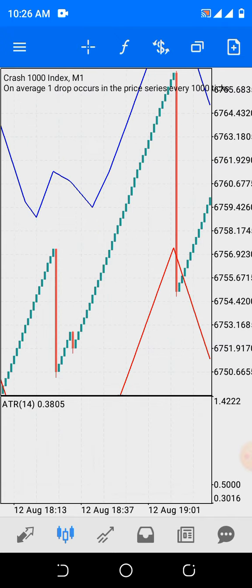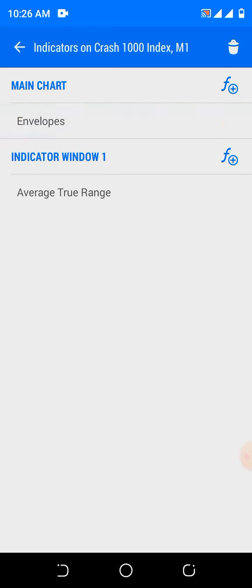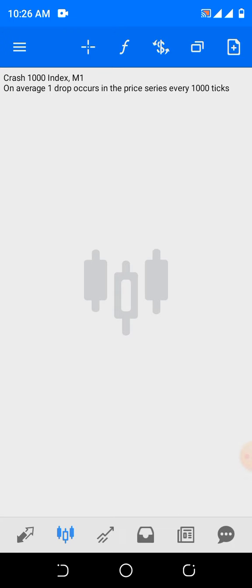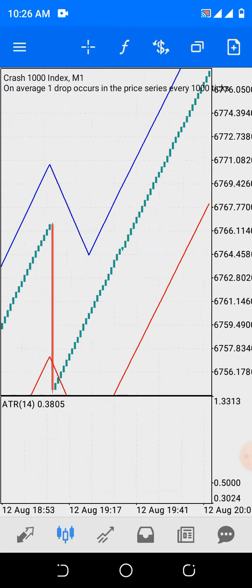Now these are the settings. Only one indicator, and the indicator is the Envelopes indicator. The period is 14. Shift is 0, deviation 0.100. Method is simple, apply to close. Do you understand? Now when you come to the style, the upper band is blue and the lower band is red. That is the only indicator you need to make your massive profits.